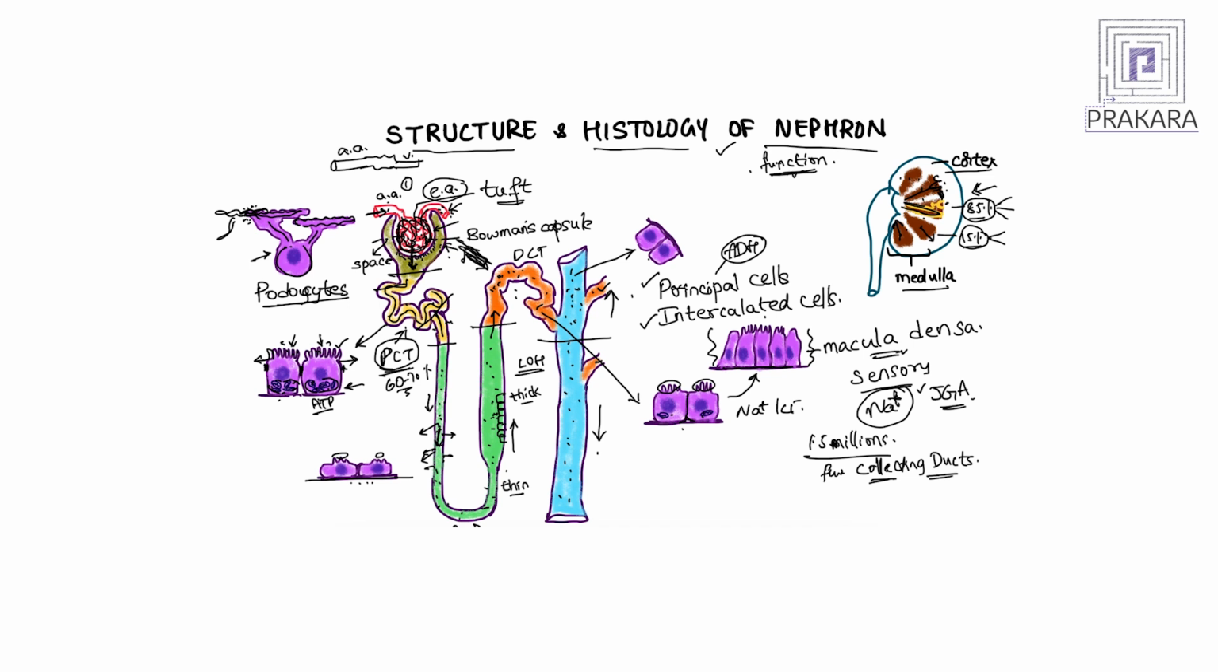And collecting ducts, what do they do later on? Multiple collecting ducts will open into a common duct called the papillary duct, which is at the tip of the renal papilla.